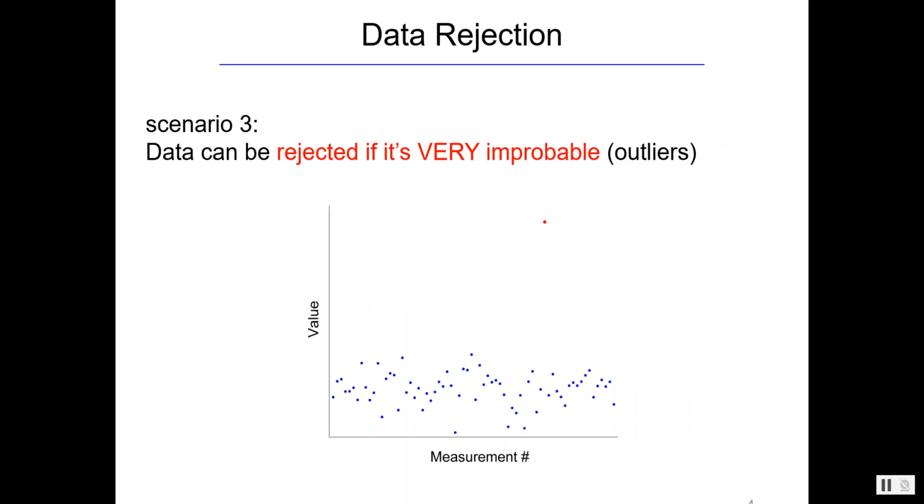Scenario 3 is the one that we're focusing on for this lecture. And that is that data can be rejected if it's very improbable. You see that one red data point in that figure, that would be an outlier, and there's criteria for should we eliminate that point or not. And that's what we're going to be studying.